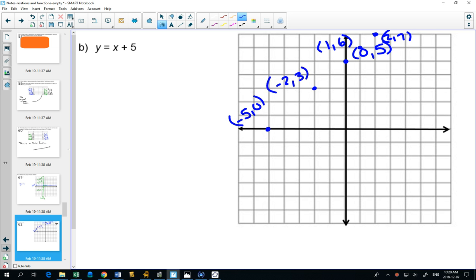And again, we could spend the next 45 minutes doing more and more and more points. How many points do you feel you need to do before you get an idea of the pattern? 3. Okay. Nobody picked any decimals, but we could do decimals as well. Someone could plug in -3.24 and find out what it would be.